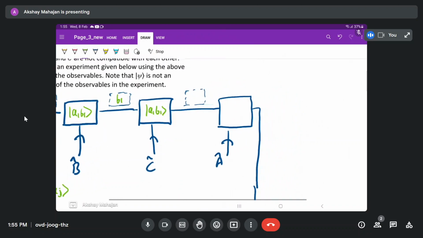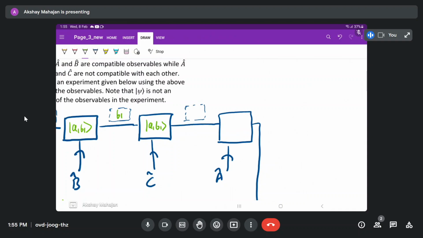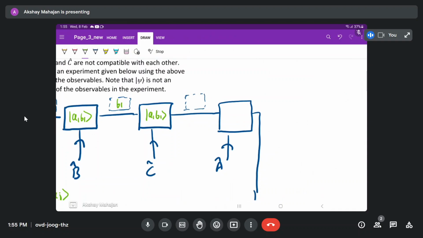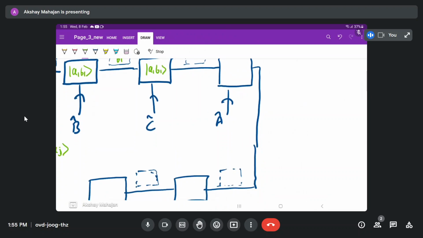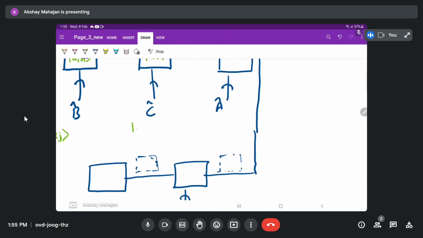Now we will operate our operator C on this wave function A1 B1. Since C doesn't commute with A and B, for C, this state is similar to what psi was for our operator A.